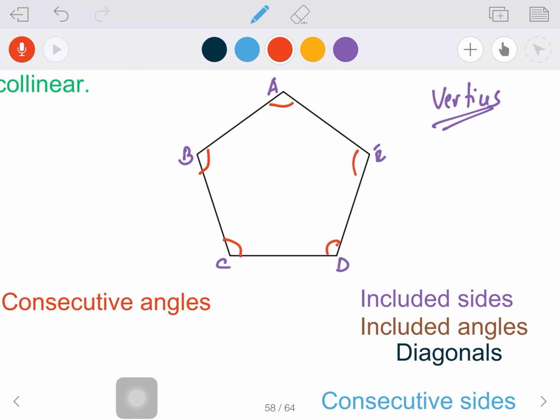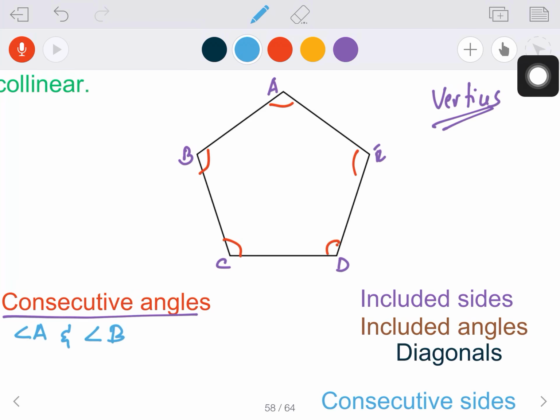First up, I will discuss consecutive angles. From the term itself, consecutive means that these are angles that are next to each other. So, can you name consecutive angles from the figure? Correct. You have angle A and angle B. They're next to each other. What else? Angle A and angle E. This is also an example of consecutive angles. And we have many more.